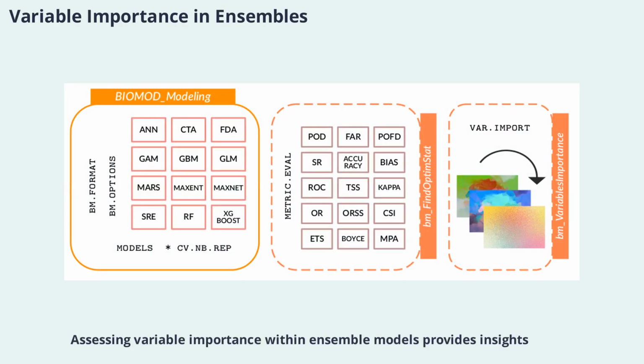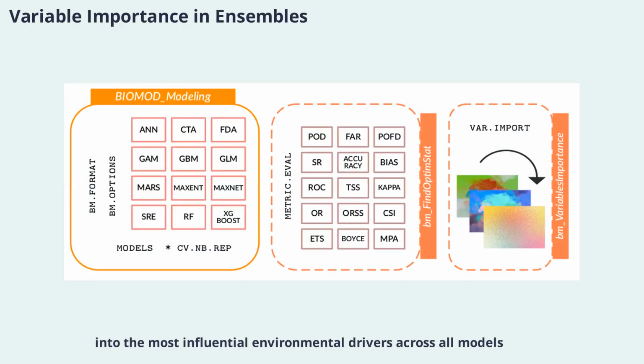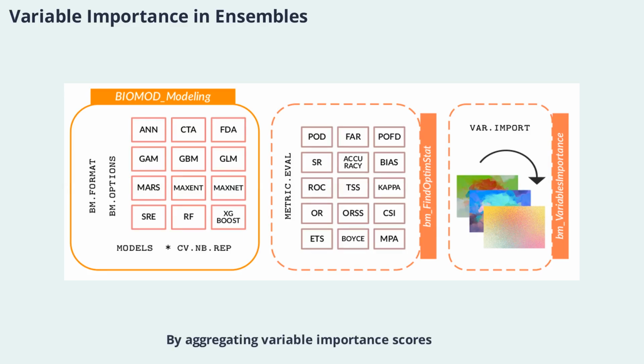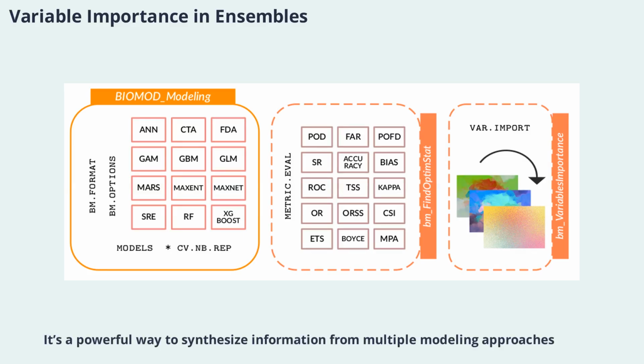Assessing variable importance within ensemble models provides insights into the most influential environmental drivers across all models. By aggregating variable importance scores, we can identify consistent patterns and reduce uncertainty. This analysis supports targeted conservation actions and enhances our understanding of species-environment relationships. It's a powerful way to synthesize information from multiple modeling approaches.